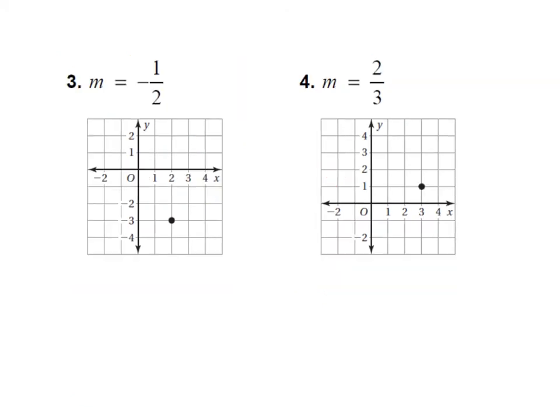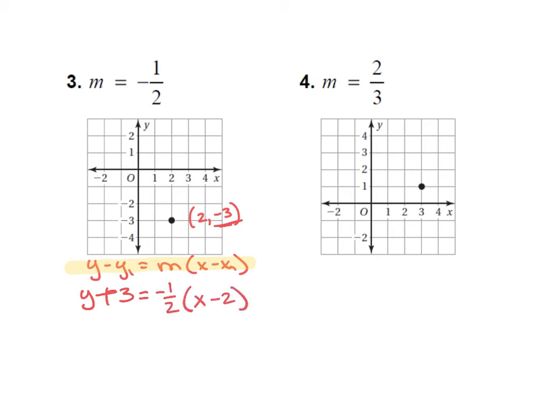Try these two. Pause the video, go ahead and try them, and then let's see how we do. Our point here is 2, negative 3. So y minus y1 equals m times x minus x1. And for a while you guys are getting used to this, what I would recommend is always writing the equation down right away just so that you know you've got it. So y minus y1 is a negative 3, so it'd be plus 3. M is negative 1/2 times x minus 2.